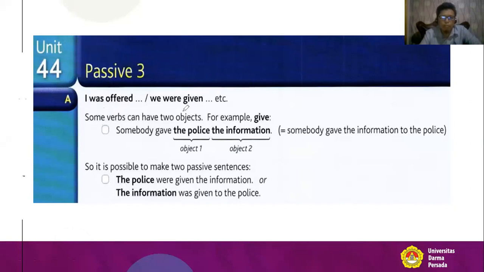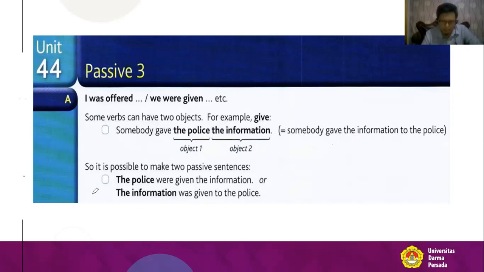Some verbs can have two objects. For example, the verb give. Somebody gave the police the information. So we have the police as the object one, and then the information as the object two. So we have give, gave. This is the verb with two objects. In other words, somebody gave the information to the police. The same meaning.